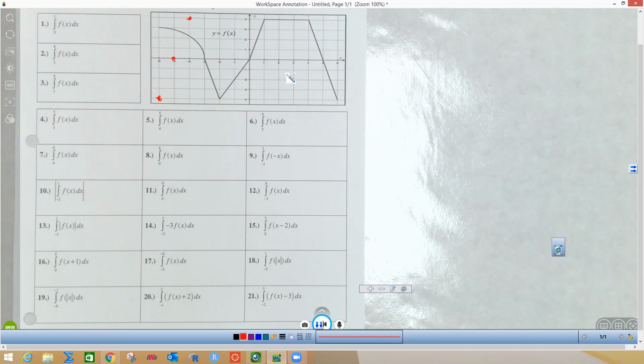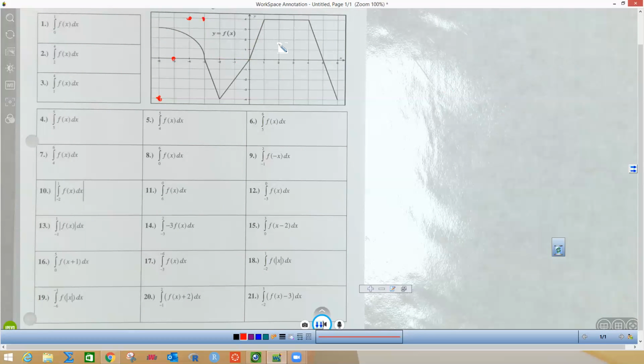I plug in -3. Can't see that very well. The screen is all foggy. Get the paper here. So I plug in -3. I'm going to -1. Okay. So when I plug in -3, I get the 3 out, which is that value right there.